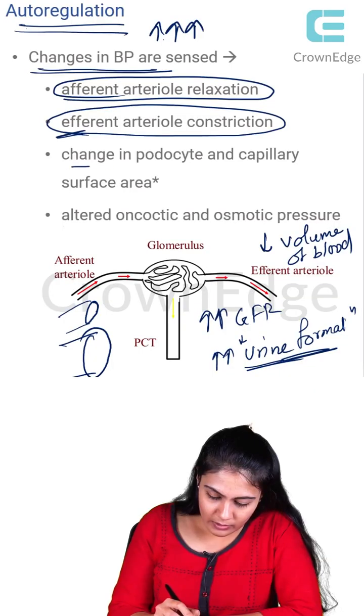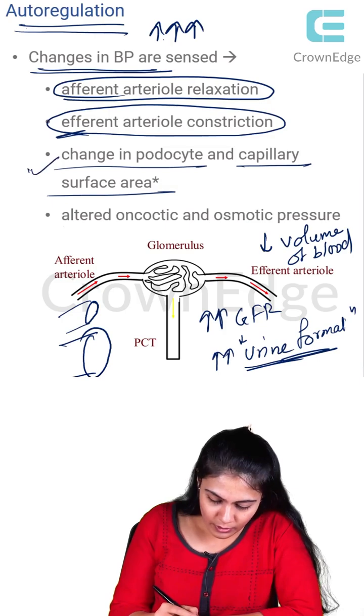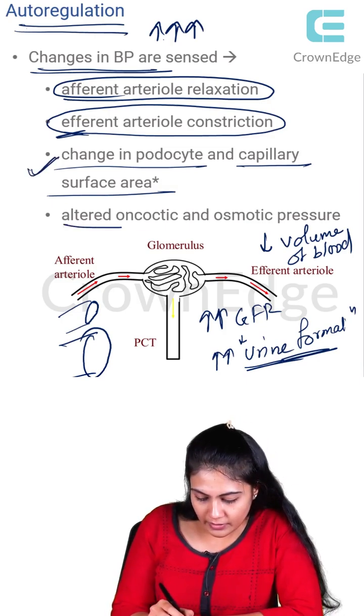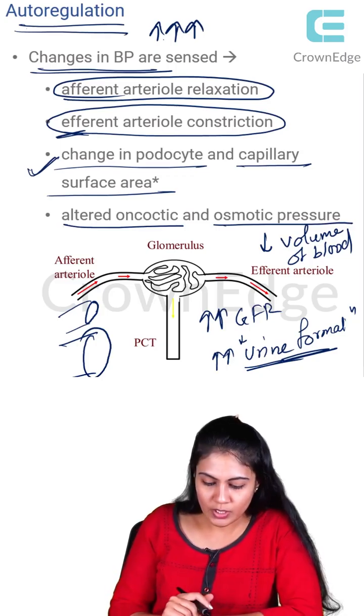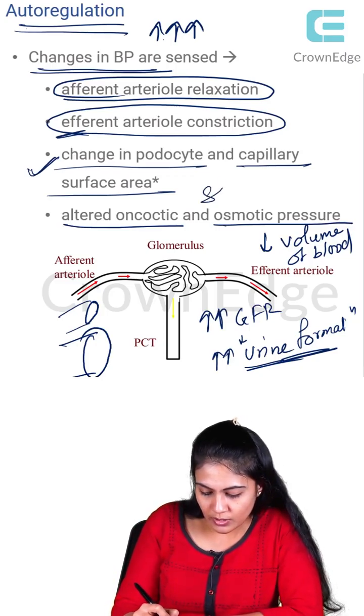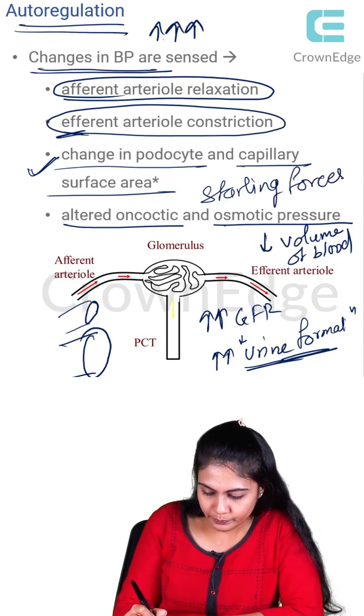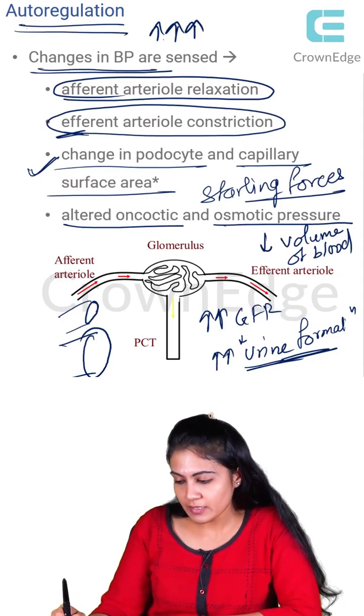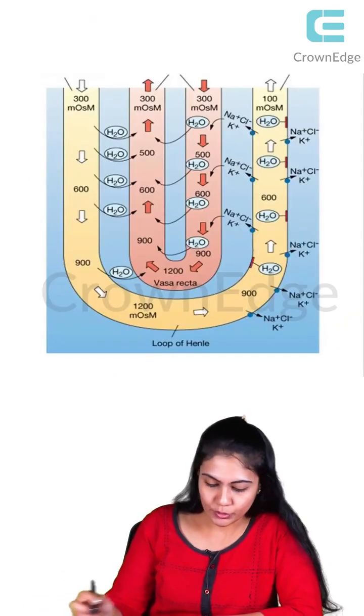So change in the podocytes and capillary surface area is going to occur over here, and altered oncotic and osmotic pressure, that means change in the Starling forces, is going to occur over here. So that is the mechanism behind the autoregulation.